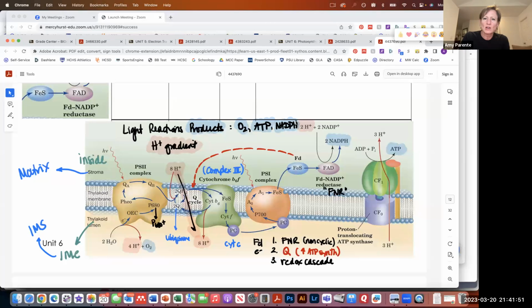We're going to grab some protons from the stroma. We're going to contribute to the proton gradient. We make NADPH, and then we're done. So that's the non-cyclic electron transport. Ferredoxin delivers its electrons to FNR. Okay, so that's the first one that we have here.